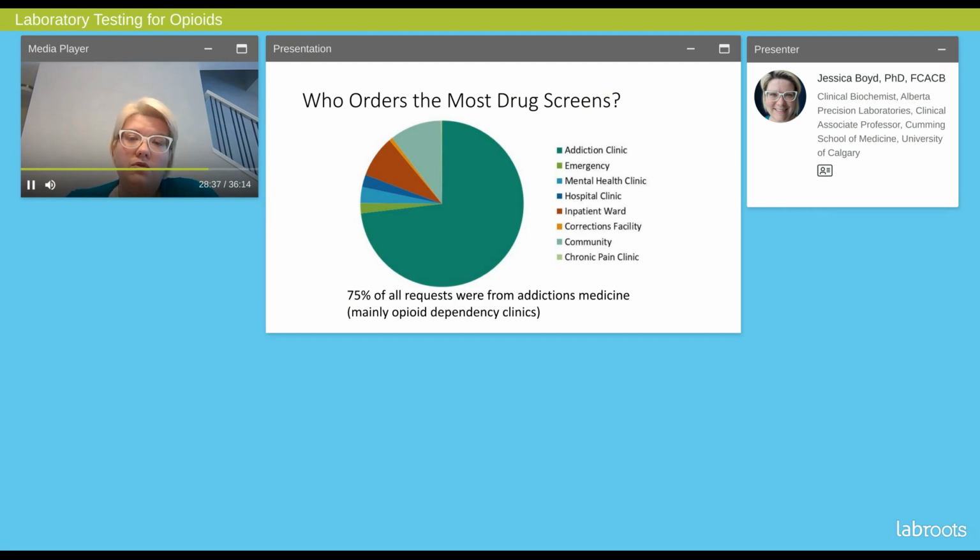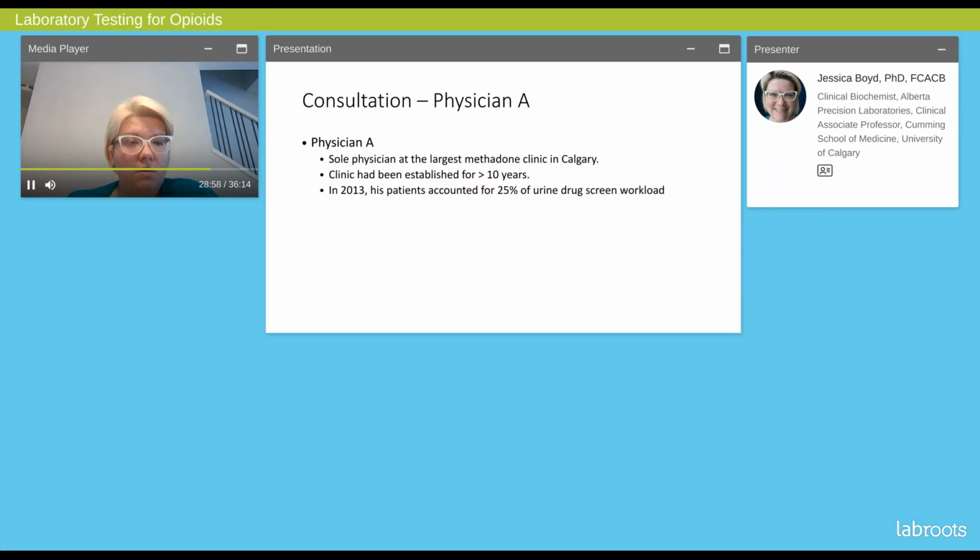So who ordered the most drug screens? When we broke it down by ordering provider, it was very clear, and I think we knew this before, that addictions medicine was the number one requester, and the majority of those were opioid dependency clinics. And so we wanted to definitely work with that group to figure out how this process was going to work, because they also represented most of our repeat customers.